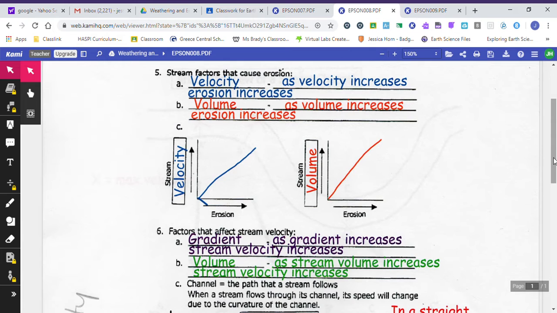Volume, which we've talked about: as the stream volume increases, it has to do with velocity, so the velocity is also going to increase. So these are things that are affecting how fast the stream is moving. And like we said up top, the faster the water moves, the more erosion will take place. To get water to move fast, there has to be a steep gradient and there has to be a lot of water in the stream.